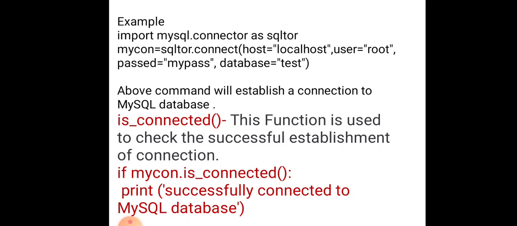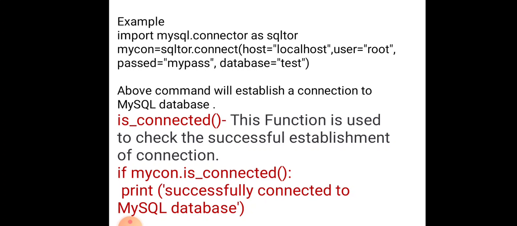Then here we have taken mycon as a connection object. Then mycon equals SQLTor.connect, and we pass host as localhost, user equals root, password equals mypass, and database equals test as our parameters in the connect function. The above command will establish a connection to the MySQL database. Now, if Python reports no error, it means you have successfully connected to the MySQL database.